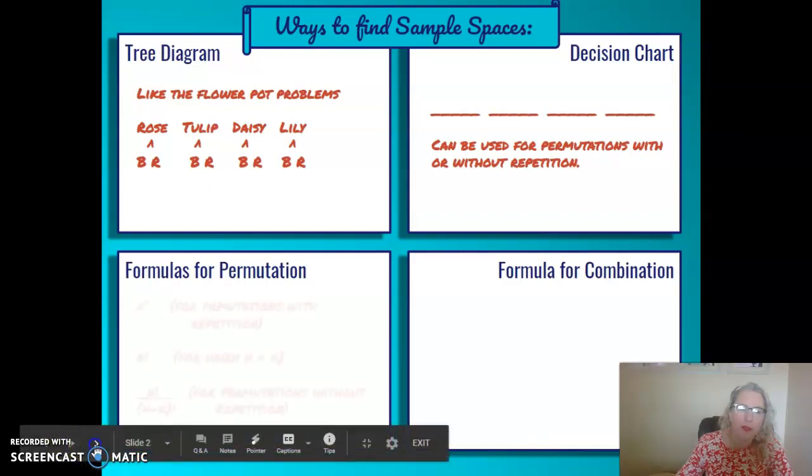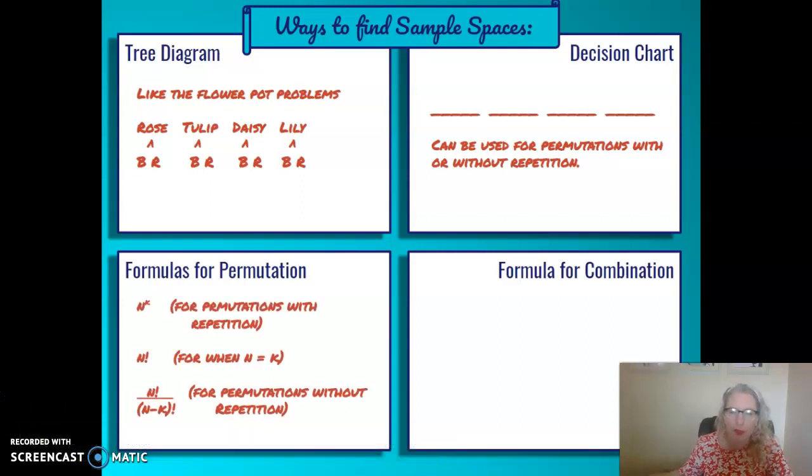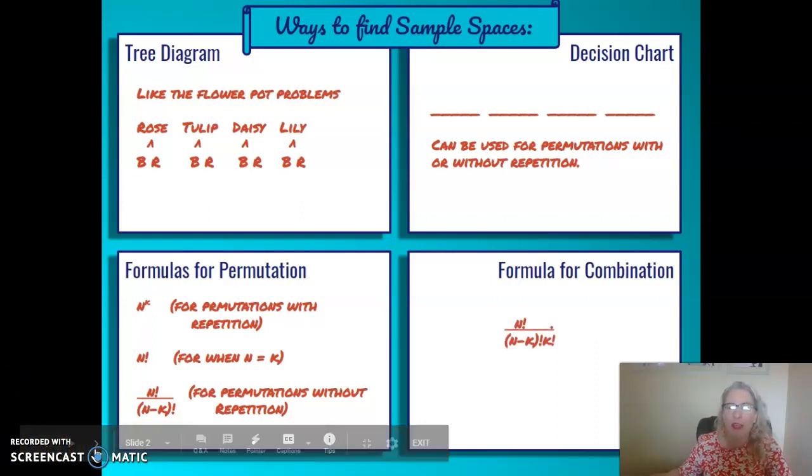We learned these 3 formulas last week for permutations. N to the power of k for permutations with repetition. N factorial when n equals k. And n factorial divided by n minus k factorial when n does not equal k for permutations without repetition. And then lastly, we learned this formula for combination where we have to add the extra k factorial to the denominator. And we'll talk a little bit more about why that is.